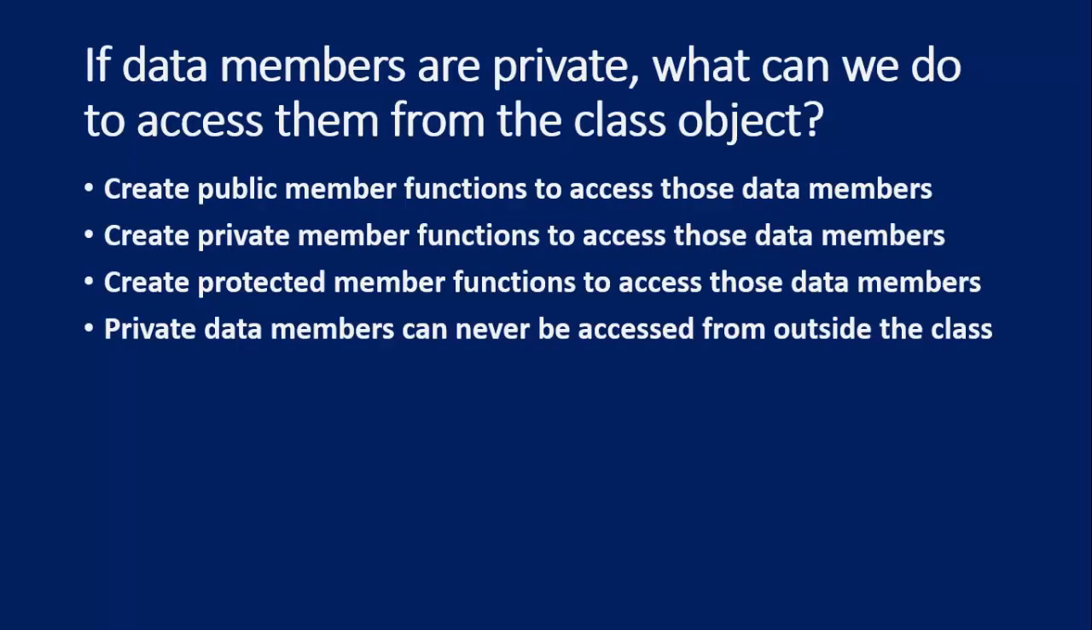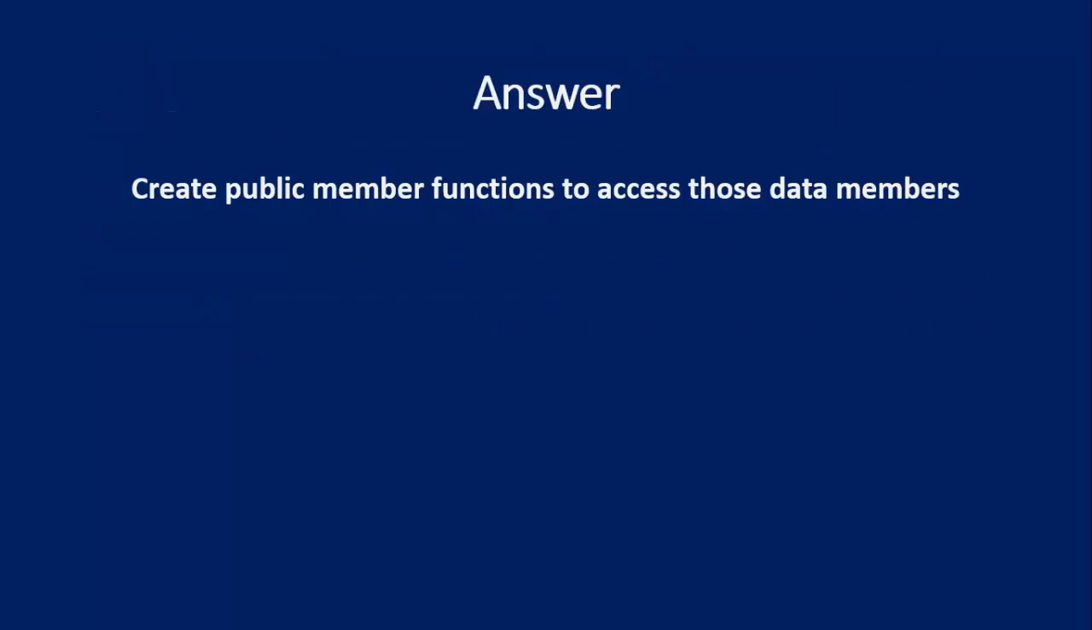The next question: data members are private. What can we do to access them from the class object? Create a public method, create a private member method, or create a protected member. A private member can never be accessed directly, so create a public method to access those data members.